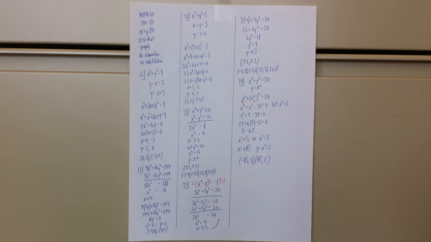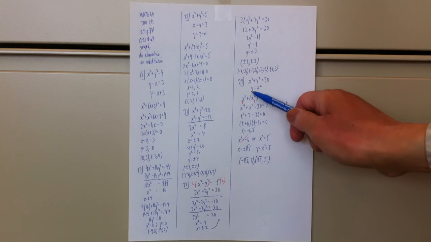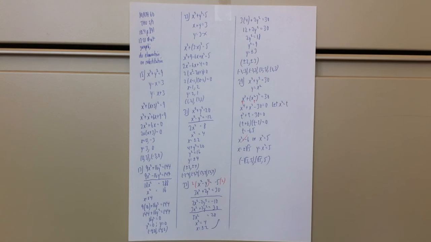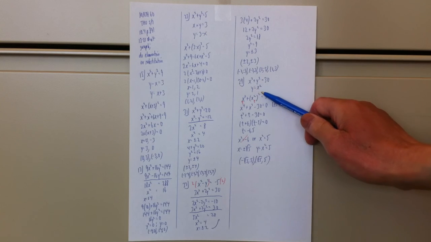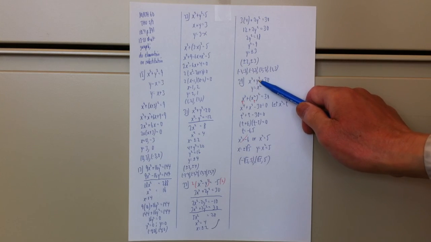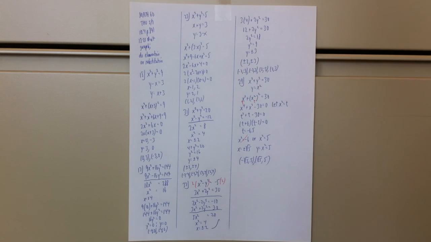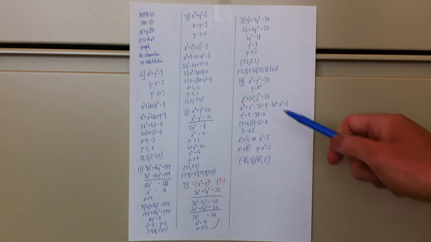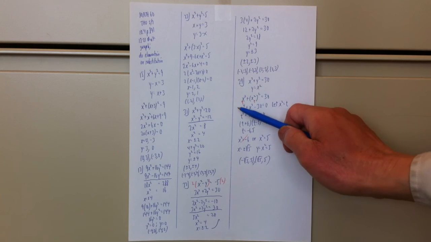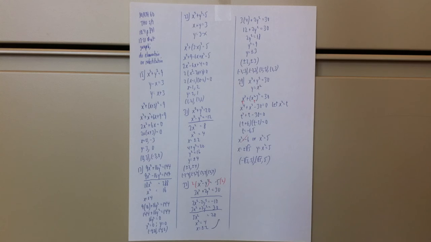And finally for 29, x squared plus y squared equals 30, y equals x squared. Looks like the best way to do that one, again, is by substitution. So I put x squared right in here. So that gives me x squared plus y, which is x squared squared equals 30. So this gives me x to the fourth. X to the fourth plus x squared minus 30 equals 0.